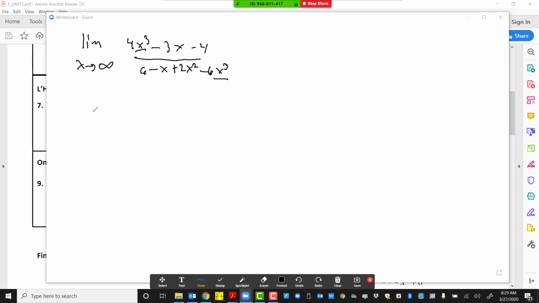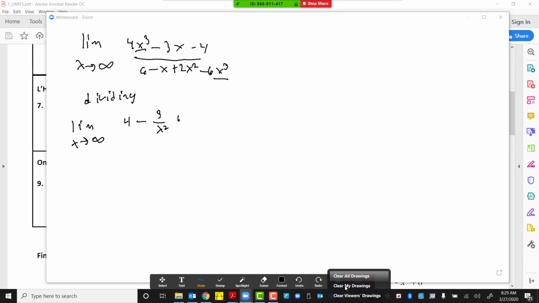is by dividing by the biggest power of x. Our biggest power of x is still x cubed. So what we're going to do is divide every single term by x cubed. Well, that gives us 4 minus, well, 3x over x cubed is 3 over x squared. Minus 4 over x cubed is just 4 over x cubed. 6 over x cubed is 6 over x cubed.